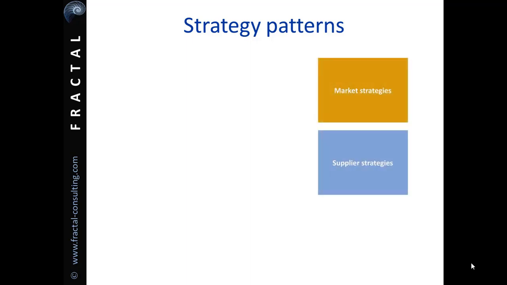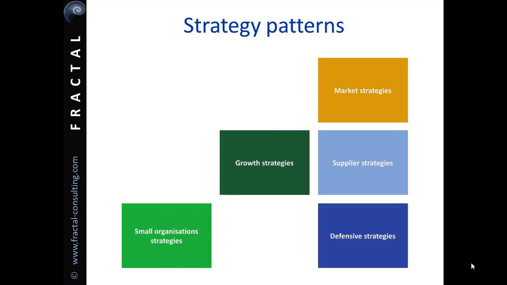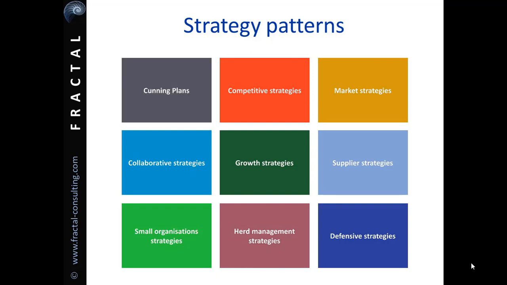We have more than 100 patterns, as Lucy said, and they're grouped into 9 strategy families. Some of those are families about the coupling, supplier strategies or market changing strategies. One is about you, strategies for small players, which offers ideas on how to overcome the disadvantages of being weaker in power. Some are about the type of use or context, so growth, defence, collaboration, competition, and managing the herd. And there's one for its inherent nature, cunning planned, which uses cunning and guile to get a result.